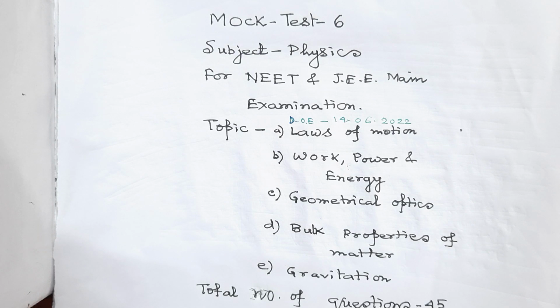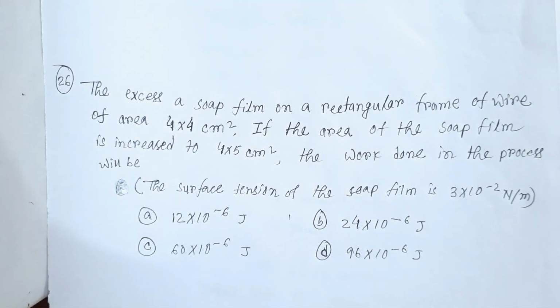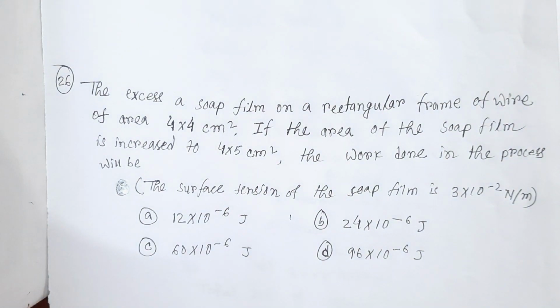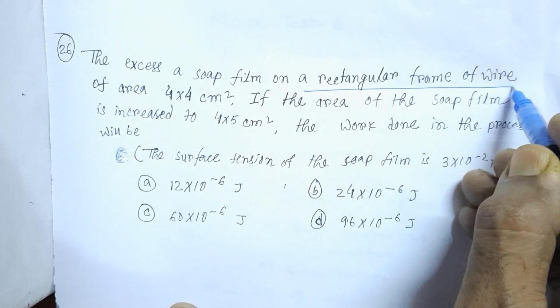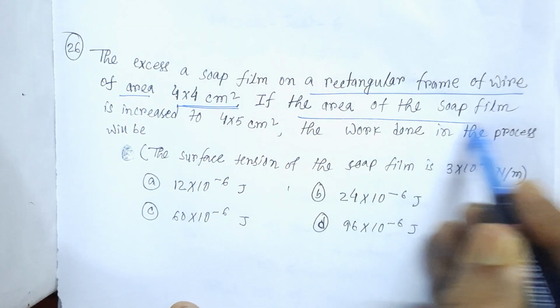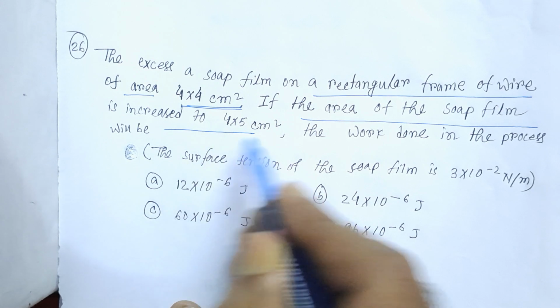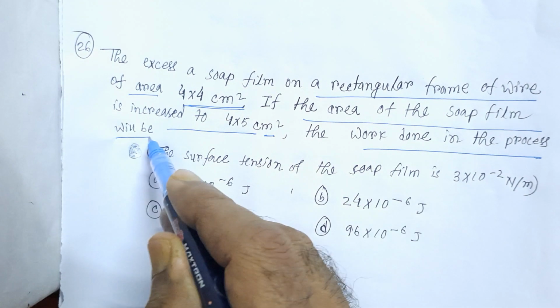In part 2 of our solution for the mock test 6 question paper, let us consider question number 26 at first. In question number 26, it is a question from surface tension. There exists a soap film on a rectangular frame of wire of area 4 by 4 centimeter square. If the area of the soap film is increased to 4 into 5 centimeter square, the work done in the process will be.